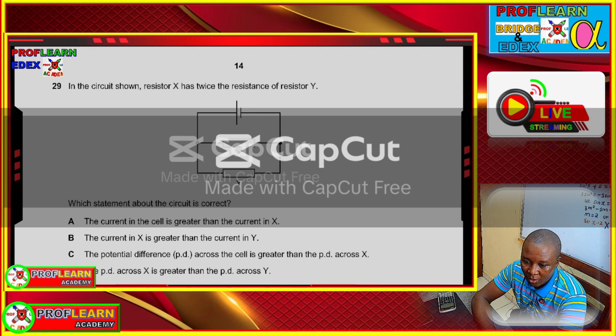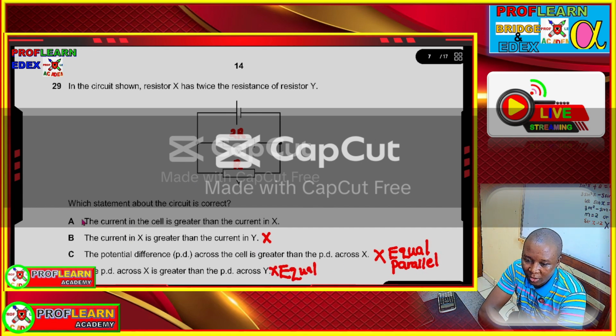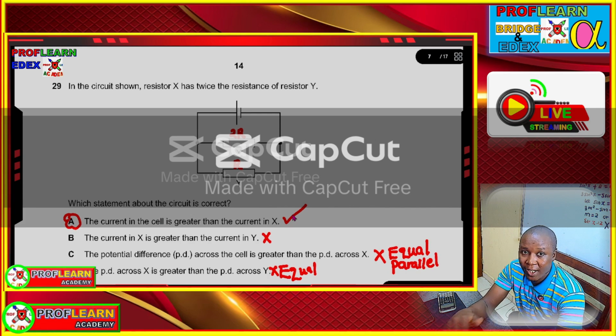The potential drop across that. If this is R and 2R, then our correct answer in this case is going to be A. Current in the cell is greater than current through X. B is wrong because current in X is greater than current in Y. That's not true, because if there is high resistance in X, it means low current will be in that section. And also potential difference across the cell is greater than that of X, because X and Y are parallel to the cell. They all have the same PD.